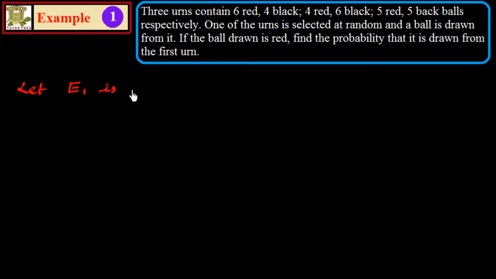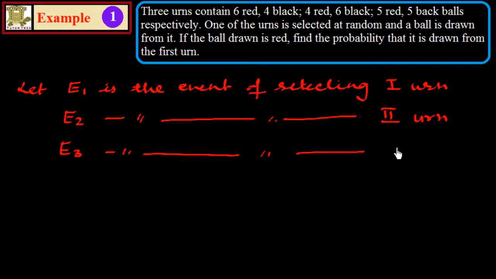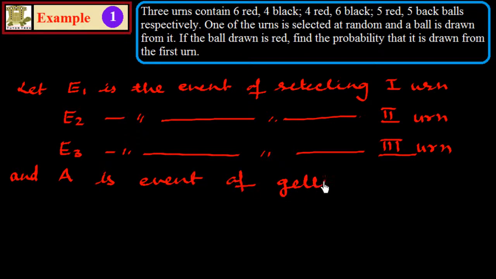E1 is the event of selecting the first urn, E2 is the event of selecting the second urn, and E3 is the event of selecting the third urn, and A is the event of getting a red ball.